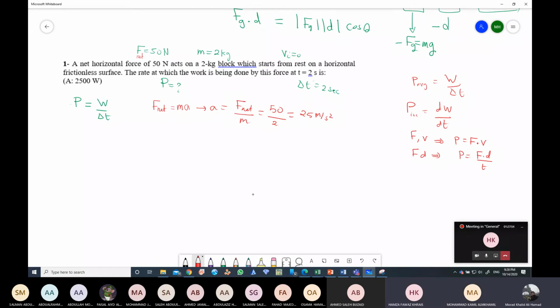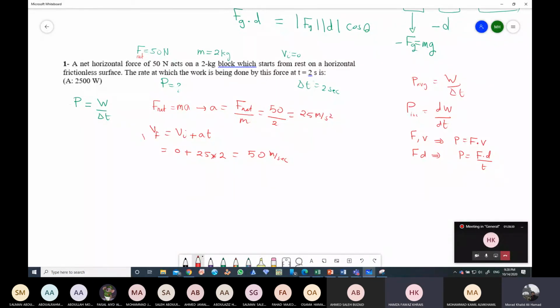Then I can find the velocity. Final velocity is equal to V initial plus AT, which is 0 plus 25, the acceleration, times T, which is 2, and that equals how much? 50 meters per second. So what did I find now? The V final.